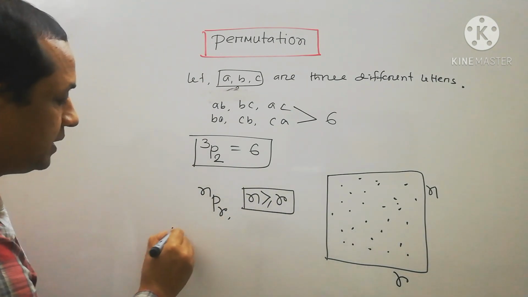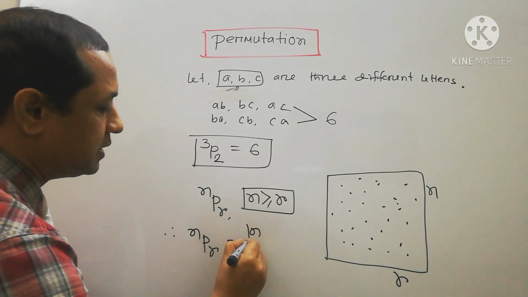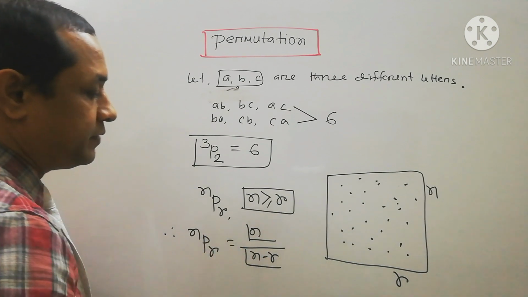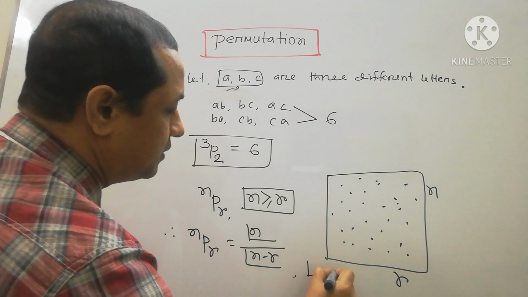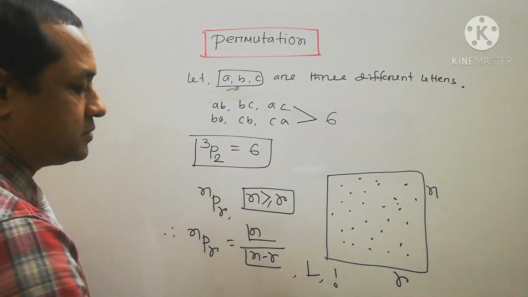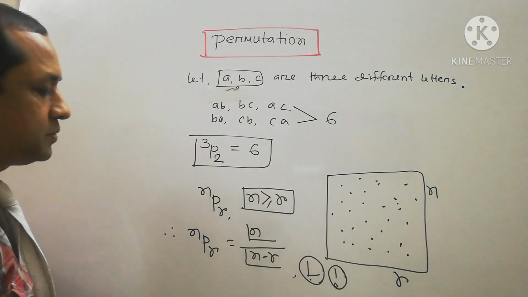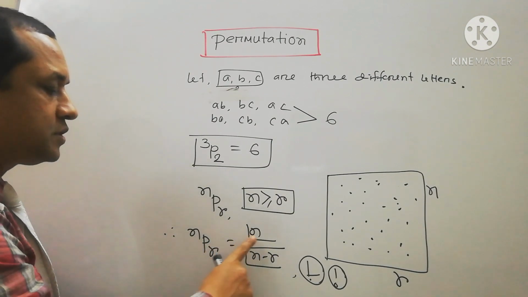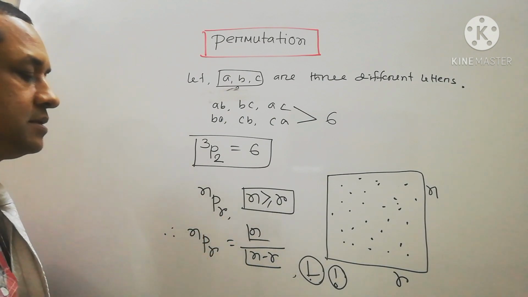Then we have nPr equals factorial n by factorial n minus r. Factorial n, it is two symbols, factorial, or another symbol here, factorial. So this is factorial, another symbol factorial. So students, memorize it. nPr equals factorial n by factorial n minus r.